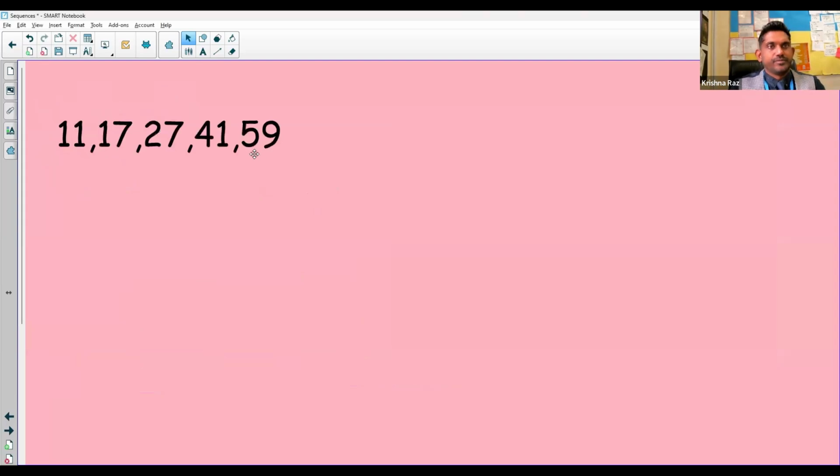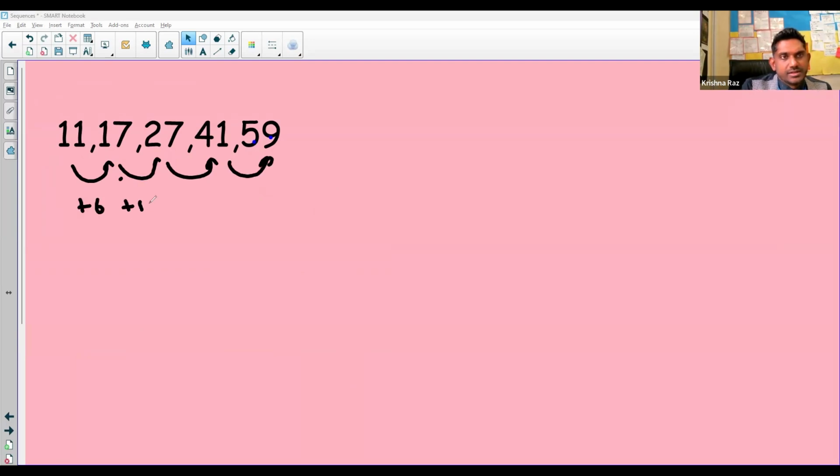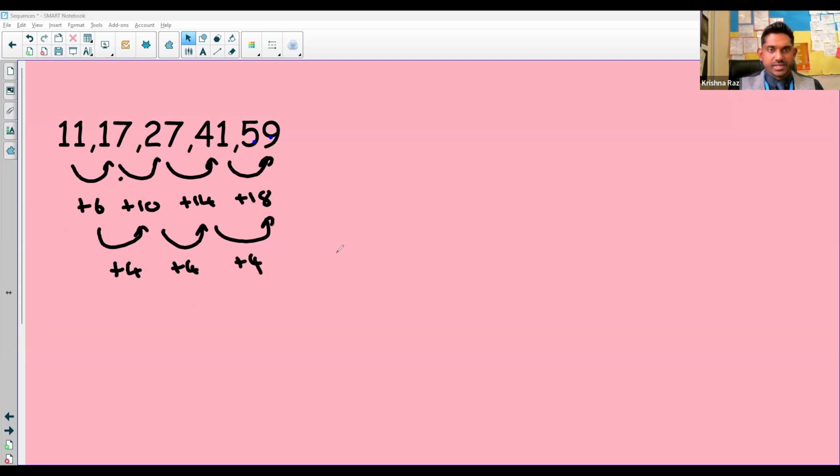Let's do another one. So we have the sequence there. Let's do the same. First difference is 6, then 10, then 14, then 18. So the second difference is 4. So because there's a second difference, there's an n squared, and we half that.